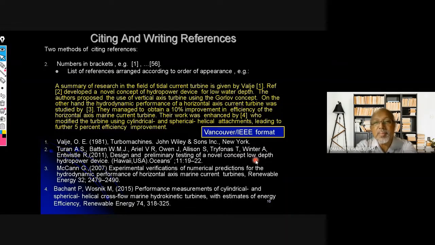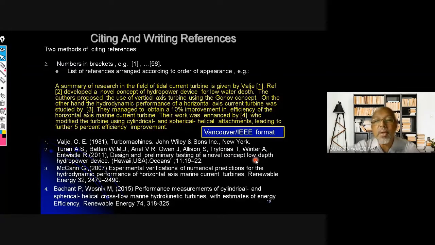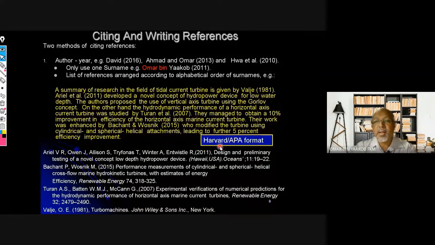Any other questions or comments? Hello, Professor. I have a question. For these two methods of citing references, which one should be used in our PhD thesis or master thesis in UTM? In UTM, we allow both methods. In fact, if you see here, Harvard and APA are two different formats with slight differences between them. The UTM thesis format says you can use Harvard, APA, or Vancouver. Harvard and APA are very close, except for very small, minor differences.